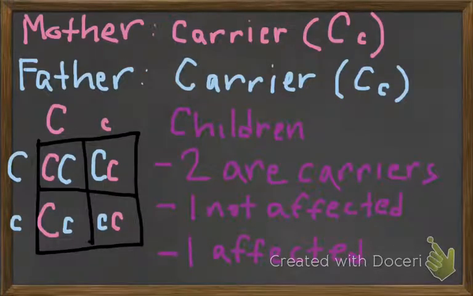In this scenario, a female who is a carrier of cystic fibrosis reproduces with a male who is also a carrier. The children shown here are 50% likely to be carriers of cystic fibrosis, 25% likely to be unaffected, and 25% likely to be affected.